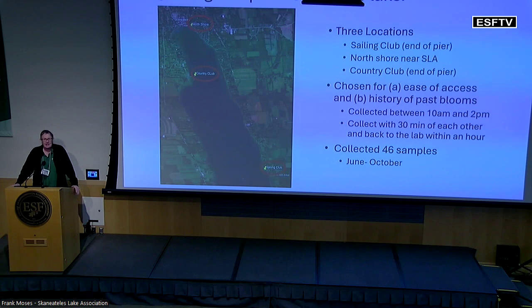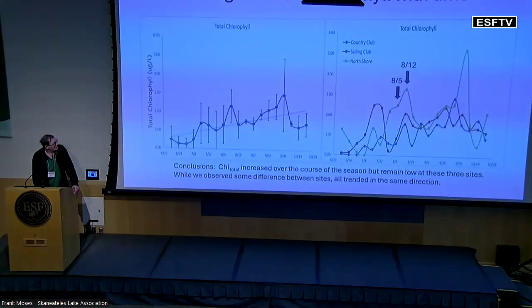More importantly, we could get to them easily because we had to be able to sample all 3 sites at basically within 30 minutes of each other. So we had to be able to get around the lake to get a quick snapshot. And we had to get them back to the lab within an hour or an hour and a half for processing because we knew there was a holding time on some of the measurements that we were looking at, right? So we collected weekly samples from June through October through these 3 sites.